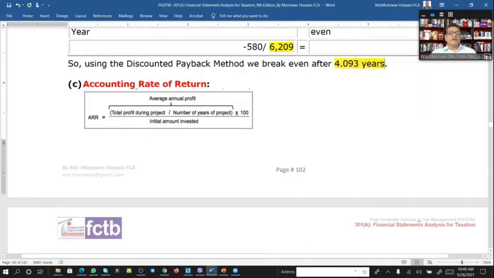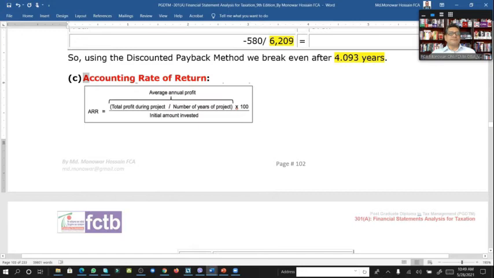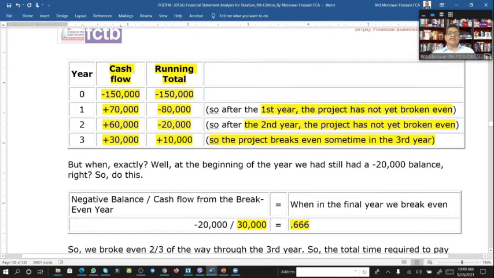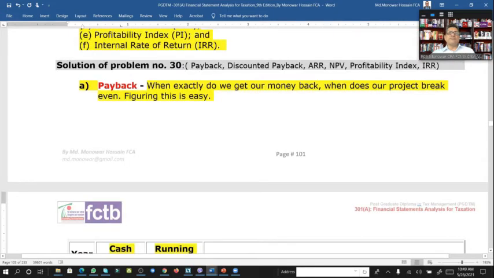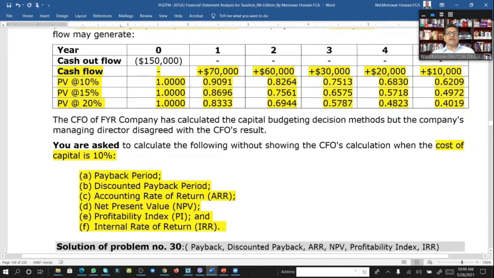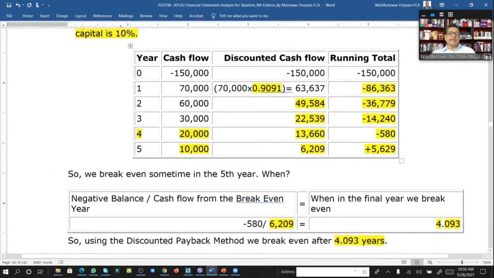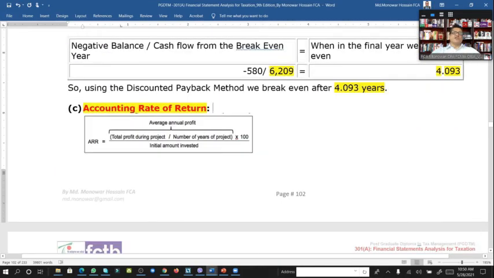And now, accounting rate of return. Another item is easy, but this accounting rate of return does not depend on the cash flow. It depends on the profit. But here the question does not give any profit, so here we assume that the cash flow is also the profit. Based on that, we calculated here, and this is also the formula.